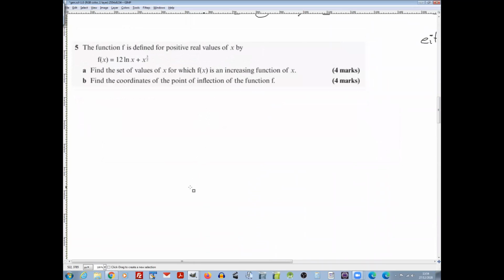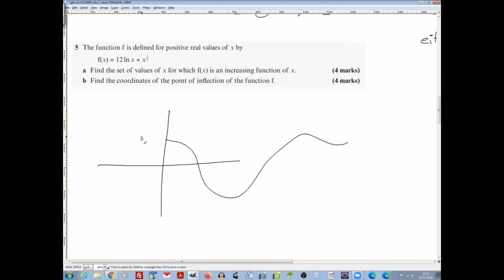The function f this time is defined by positive real values of x. In other words, if you were drawing the graph of f, it's only going to appear over here. Nothing over here. It's only defined for positive real values. And it's 12 log x.